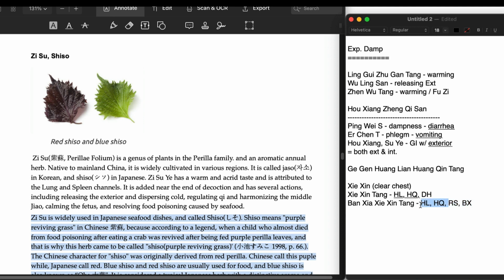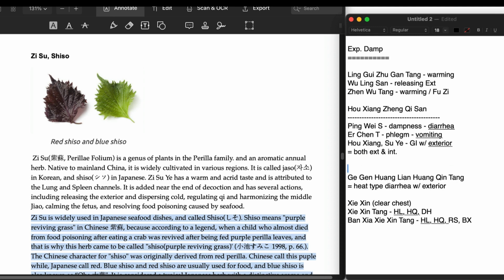So maybe we can say Ge Gen Huang Lian Huang Qin Tang is Ge Gen Xie. So Ge Gen releases exterior and Huang Lian Huang Qin release interior heat and clear the chest. So this formula is categorized into treat exterior and interior formula. So this one treats heat type diarrhea with exterior symptoms.